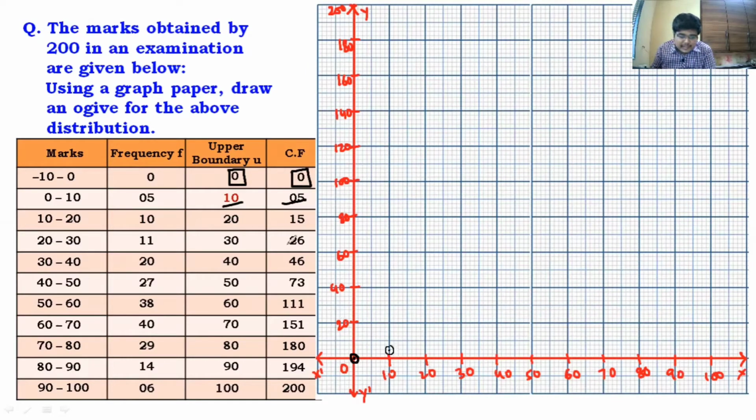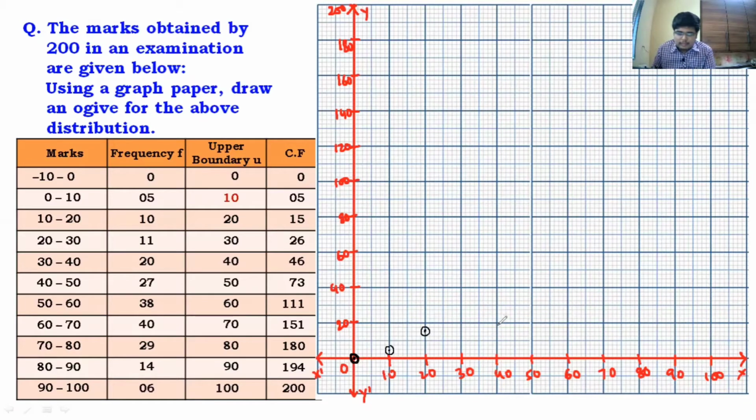Next, guys, the second value is 20 and 15. So for 20, we need 15. 15 is exactly between 10 and 20. So this will be 15. Next, 30 and 26. So now you just have to keep on plotting these points. What I want you guys to do is pause this video and plot all these points. Come on, guys, give it a try.